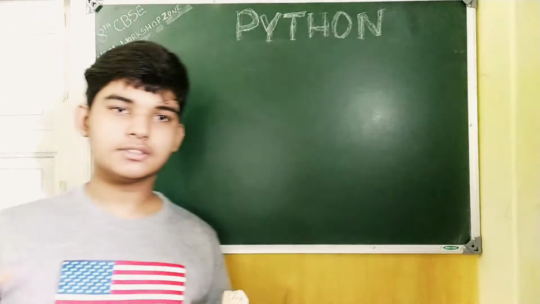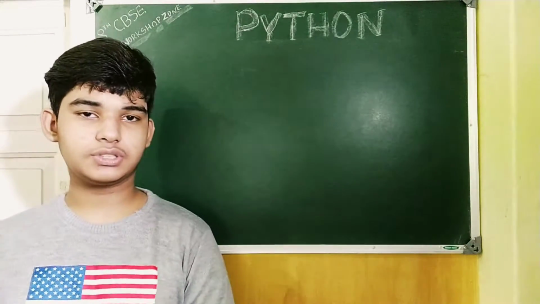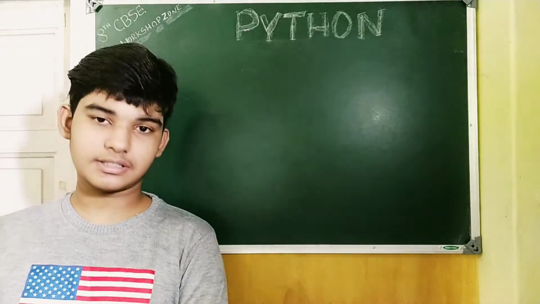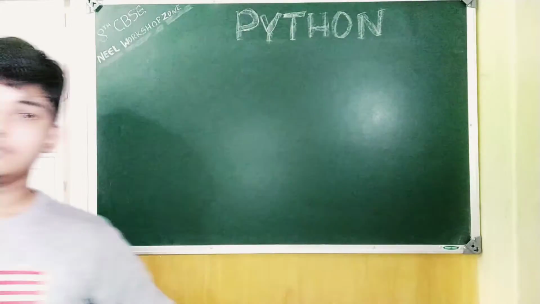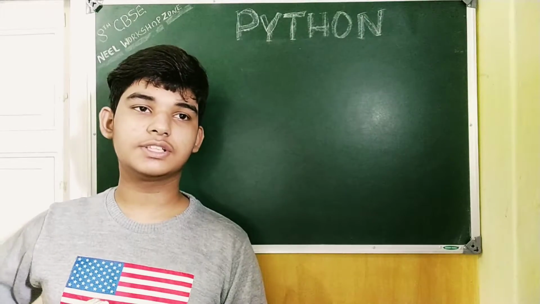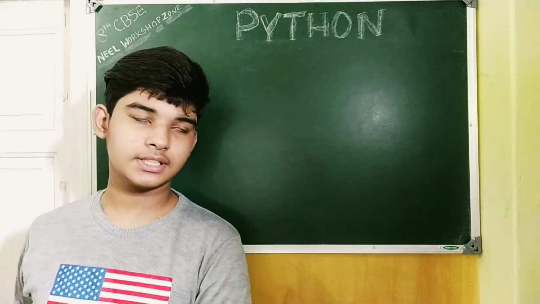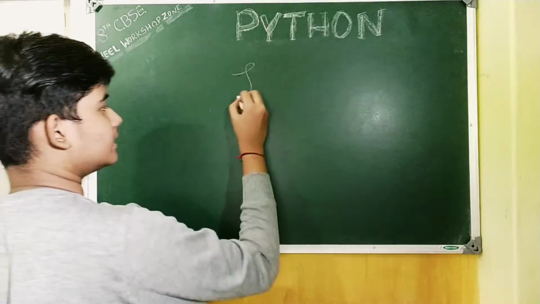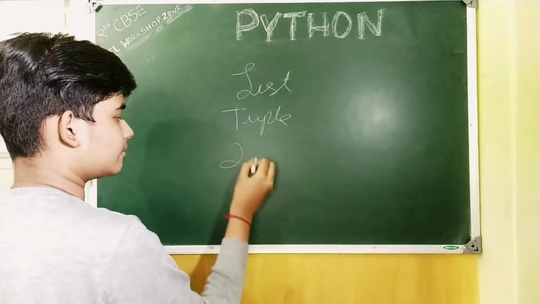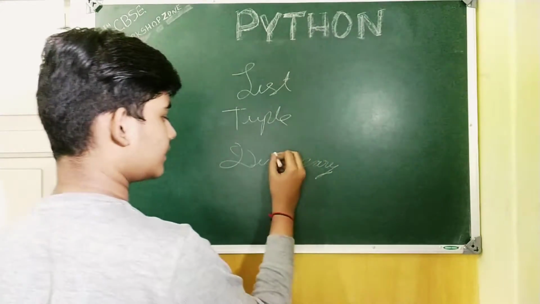Now there are two other things that are similar to a list, which we'll talk about in future episodes. You have the list, which I'm talking about, you have the tuple, and you have the dictionary. We'll talk about these three in our next episode.